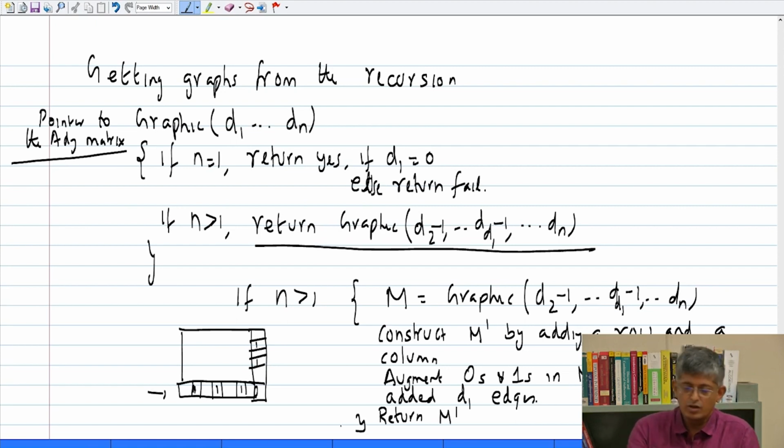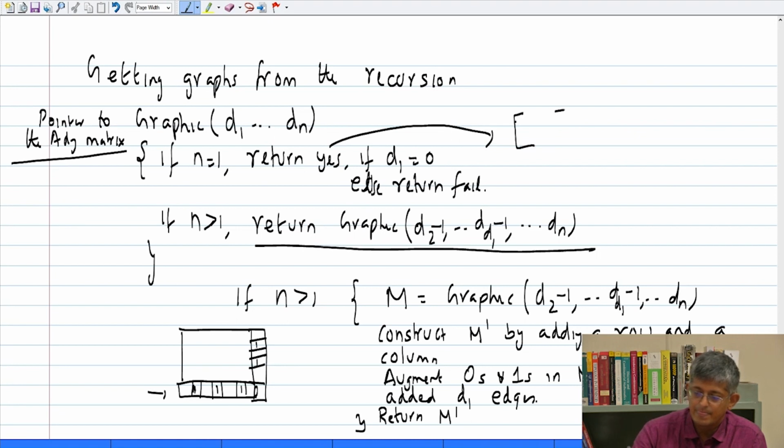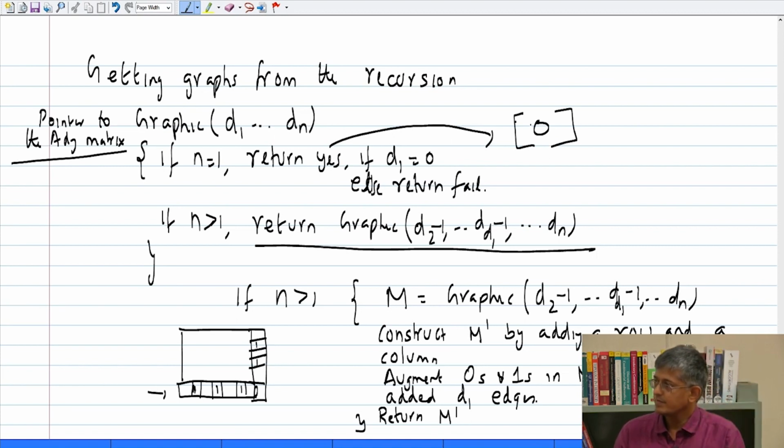Right? So therefore, this code is simply modified. So of course, here also, instead of returning S, you return a 1 by 1 matrix with the diagonal entry as a 0. Right? So fine, you are able to visualize this. Right? So what is the running time of this algorithm?